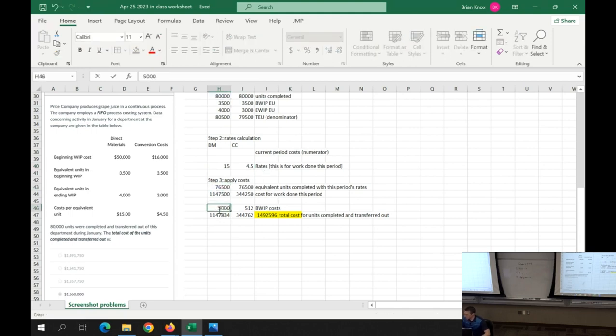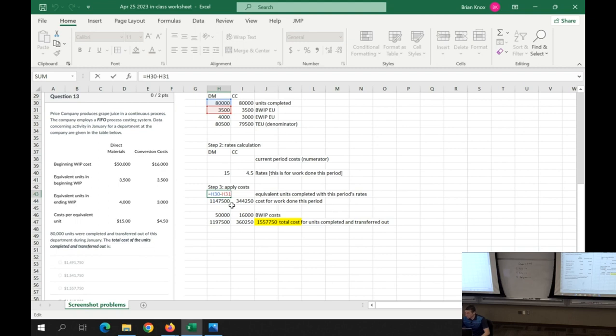And then beginning WIP costs, 50,000 and 16,000. All right, so this mechanic, the step 3 mechanic, should still work because we need to apply this period's rates to this period's cost, the equivalent units worth of work done this period. So $15 times units completed minus the beginning WIP equivalent units. So 80,000 units completed minus 3,500 beginning WIP equivalent units right here. It says that they're already in equivalent units right there. So 76,500 equivalent units were completed with this period's rates times $15 gives us $1,147,500 of direct materials cost for the work done this period.